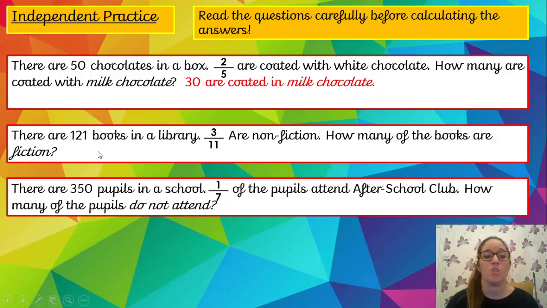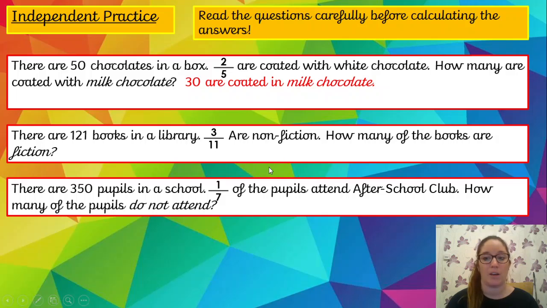Okay, there are 121 books in a library. 3/11 are non-fiction. That should not be a capital letter. That's done that automatically because it thinks I've started a new sentence. How many of the books are fiction? So if we've got 121 books, 3/11, so 121 divided by 11 is 11, which means 33 are non-fiction.